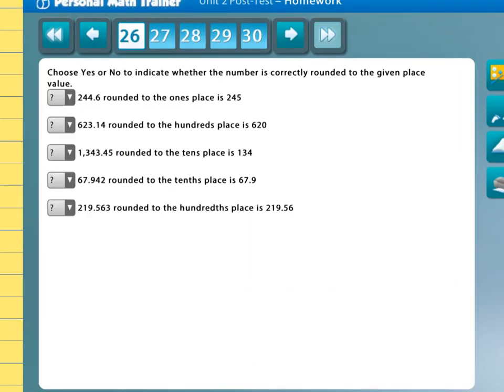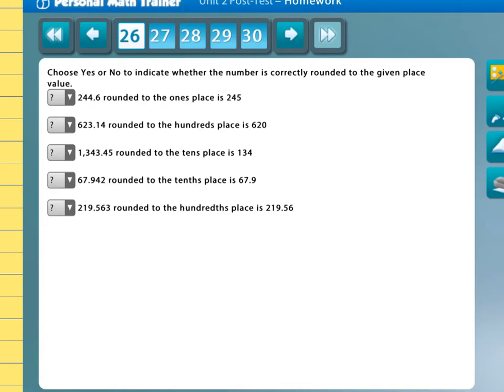A series of rounding problems for number 26. They're asking us to find out if it is true or false. Is 244 and 6 tenths rounded to the ones place 245? So look for the ones place, look to the right. You see a 6 there, so yes, that would round up to 245, so that is true.